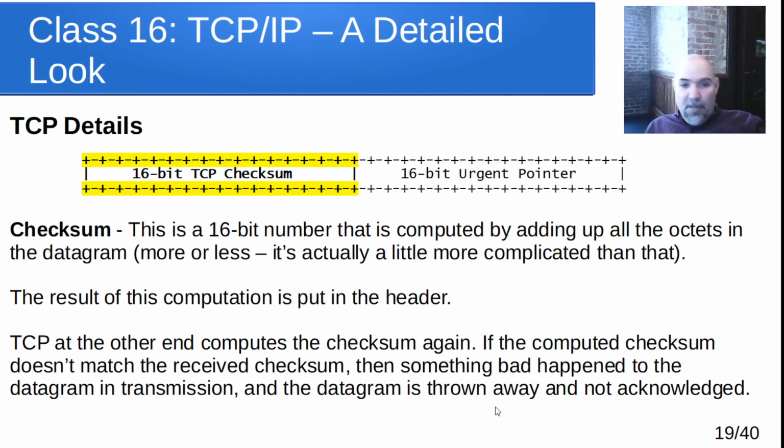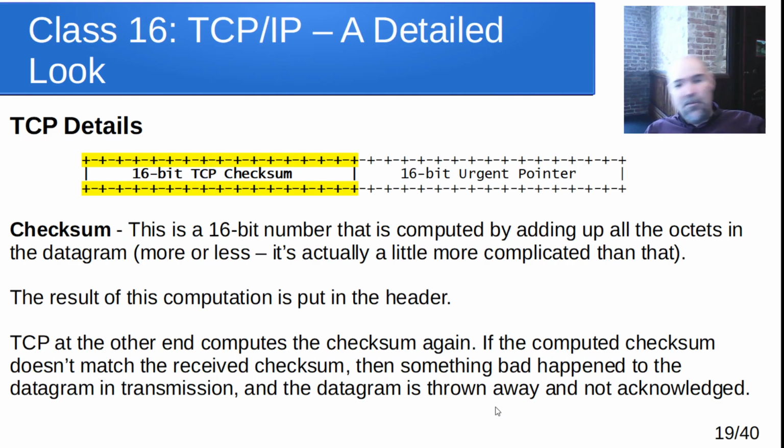So, all right, final couple things here. The TCP checksum. That's a 16-bit number that's computed by adding up all of the bytes in the datagram. It's a little more complicated than that, but that's the gist of it. It's kind of an additive arithmetic checksum. The result of that computation is put in the header.